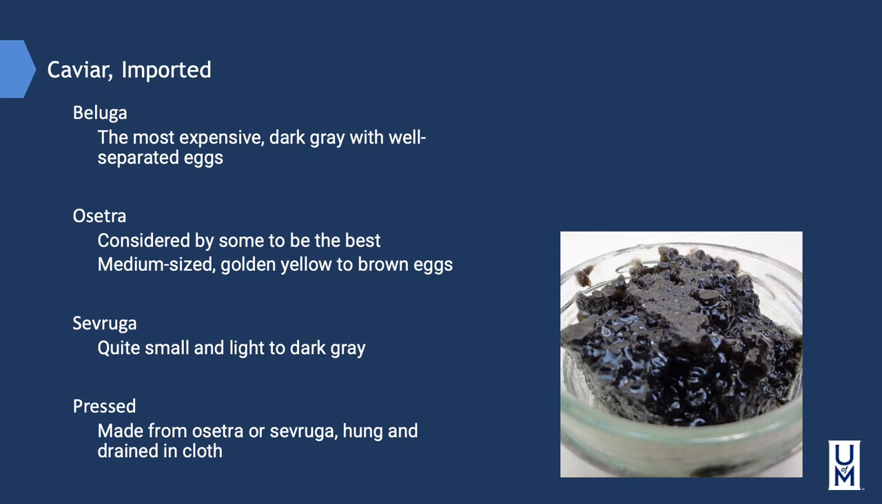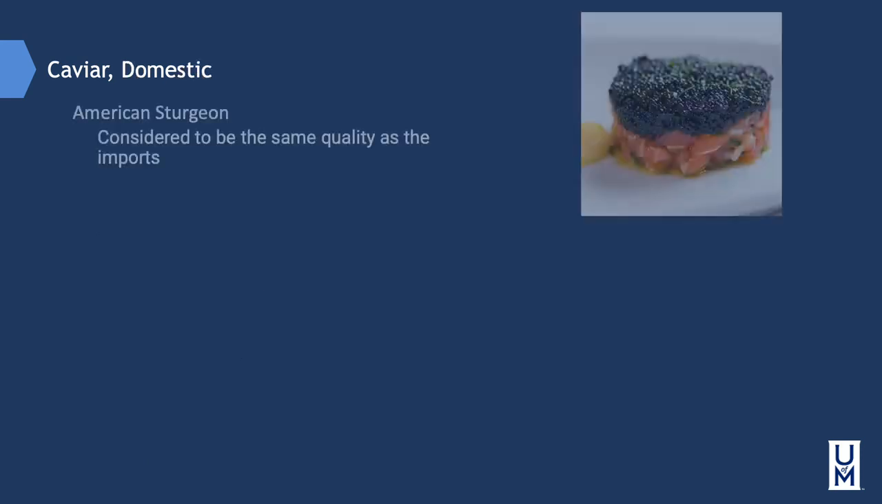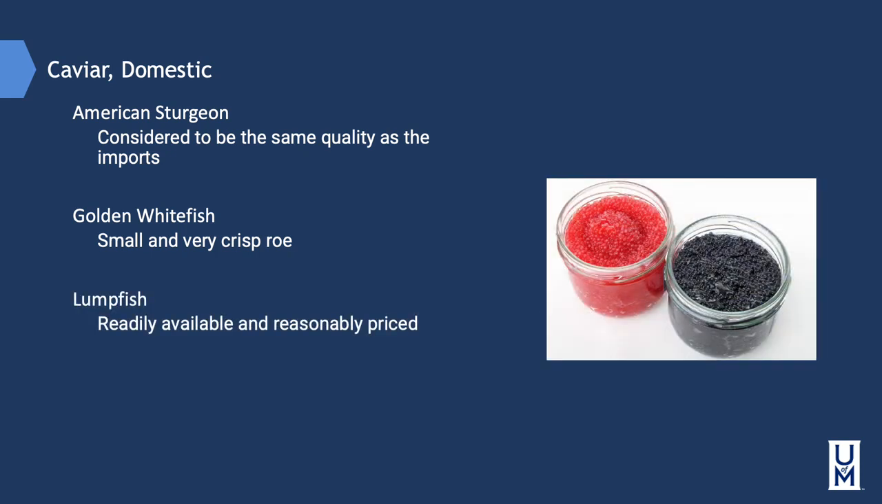And pressed caviar is made from osetra or sevruga, hung and then drained in a cloth. For domestic caviar, the American sturgeon caviar is considered to be the same quality as its imports. Golden whitefish is small and very crisp roe and has a unique color to it. Lumpfish is readily available and reasonably priced.